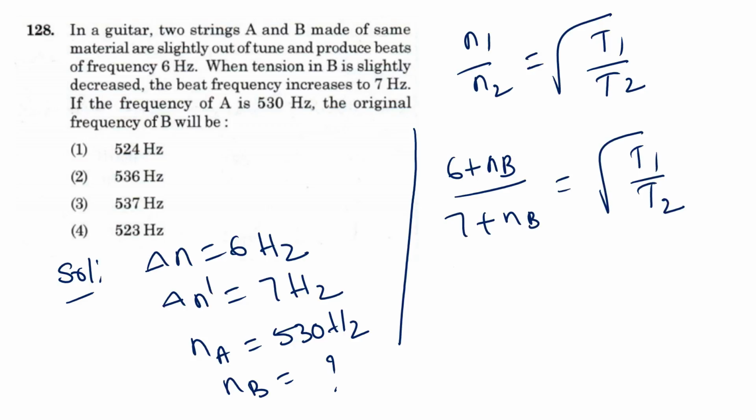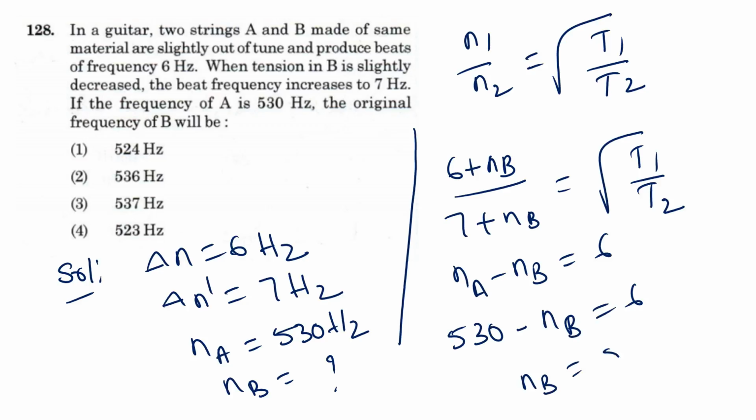So Na minus NB is equal to 6. 530 minus NB is equal to 6. NB is equal to 536 or NB is equal to 524 hertz. So which option is correct? 524 hertz. Option 1, the first option, is correct. Next we will go to question number 129.